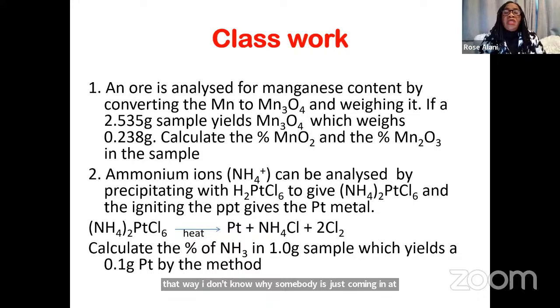So this is an assignment for you. Go and try it and calculate all these two questions. Solve these problems, and then let us know if you had any issue. So this is the end of this lecture. This is the end of the gravimetric lecture.